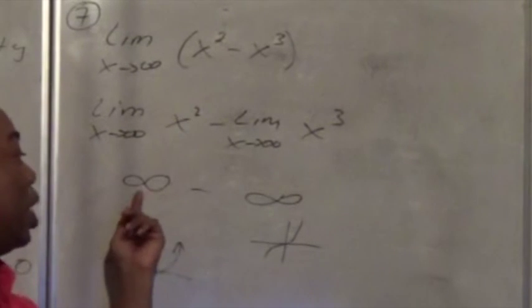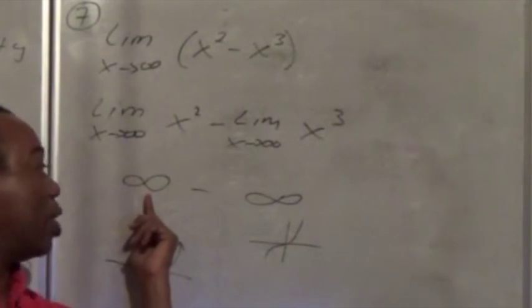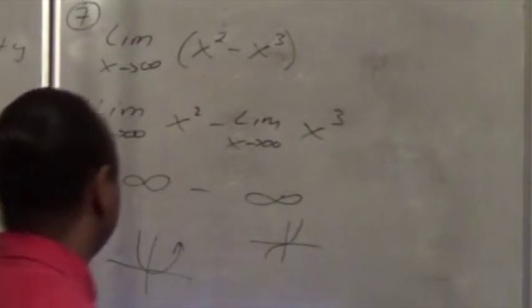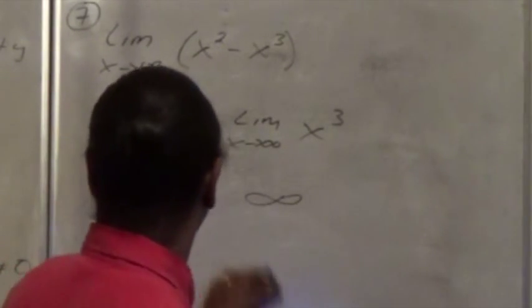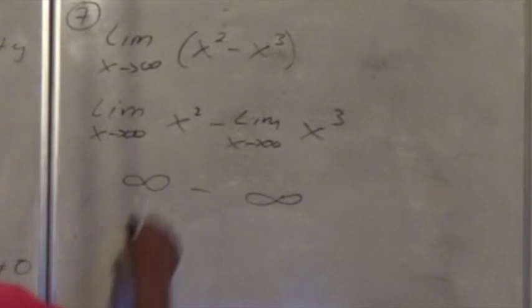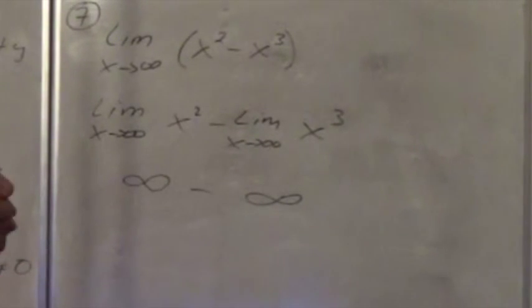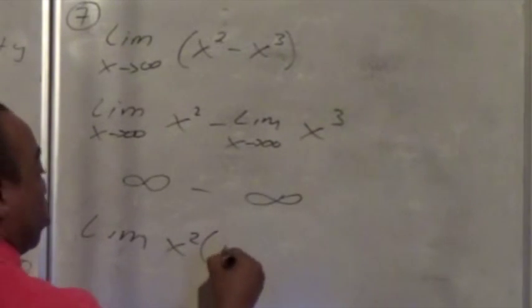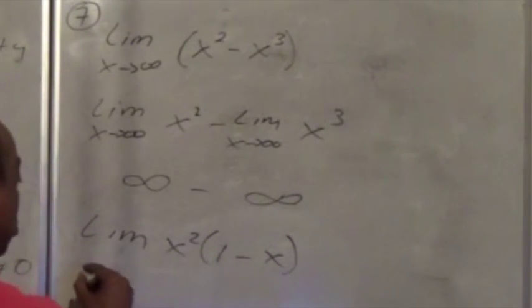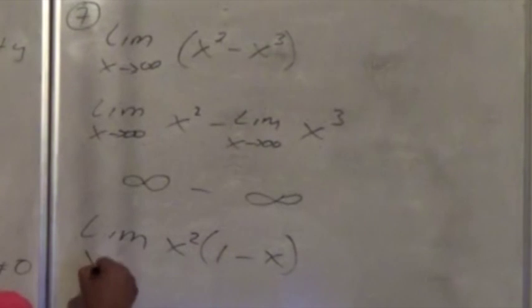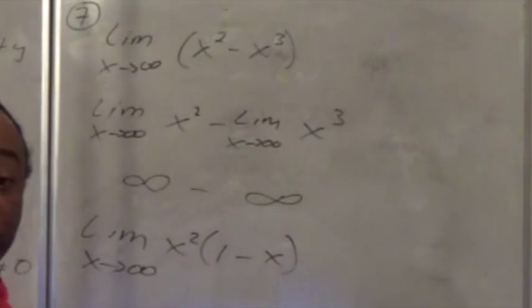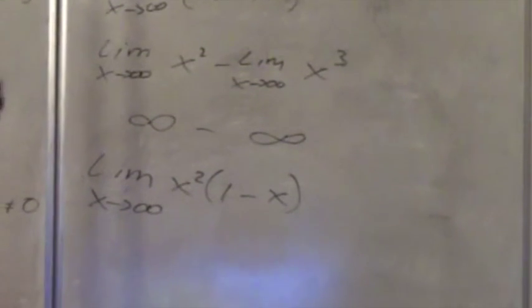And here's the problem: we cannot evaluate infinity minus infinity. So let's change this. I'm going to factor out an x squared. And I want to break it into products as opposed to sums and differences.